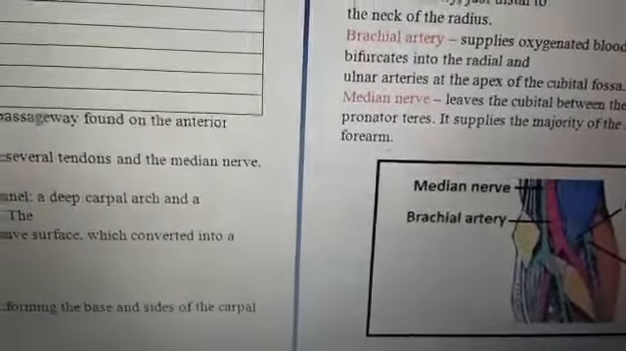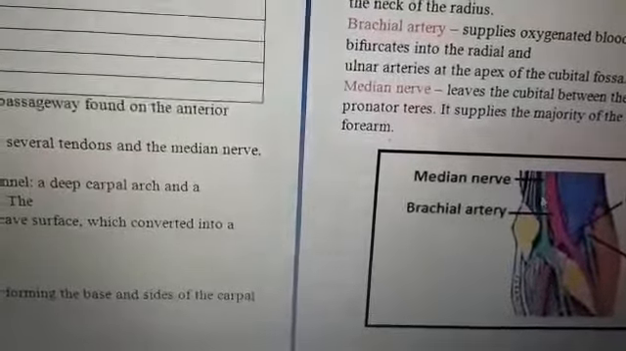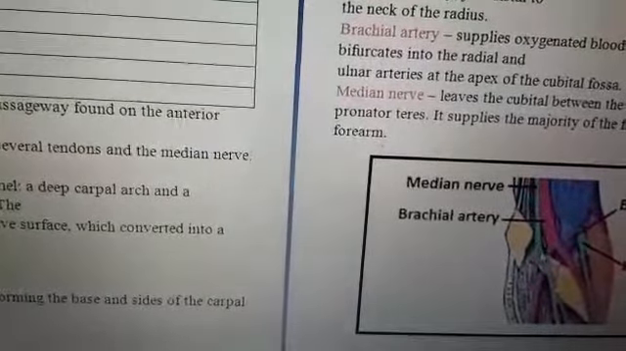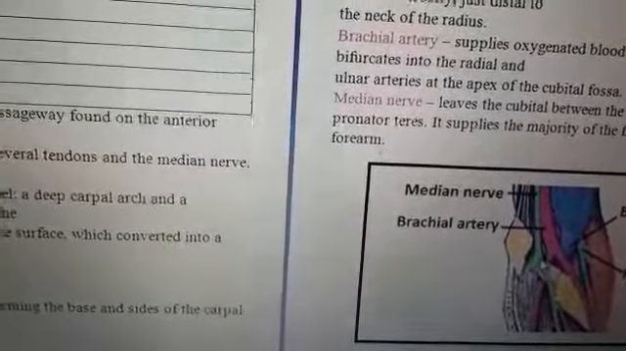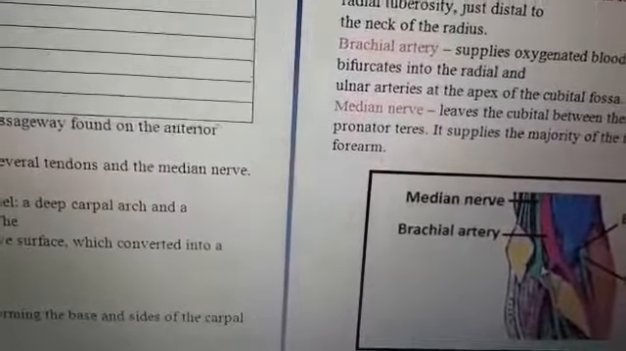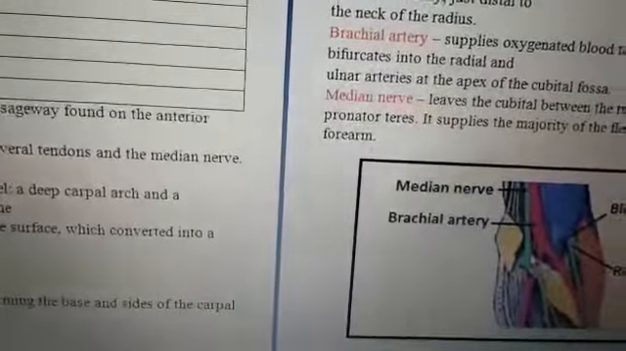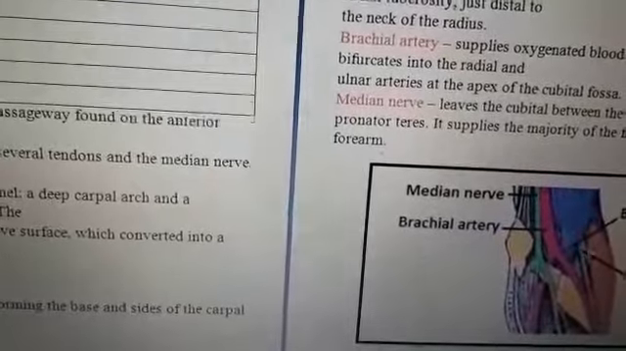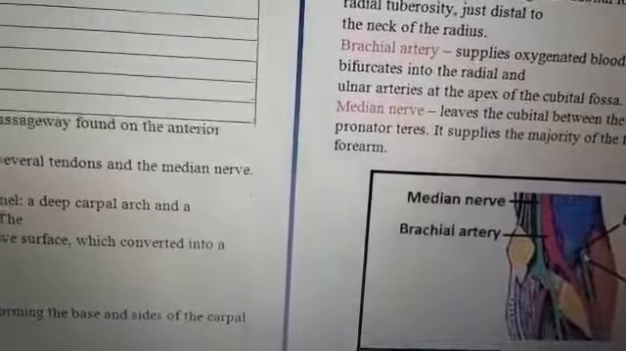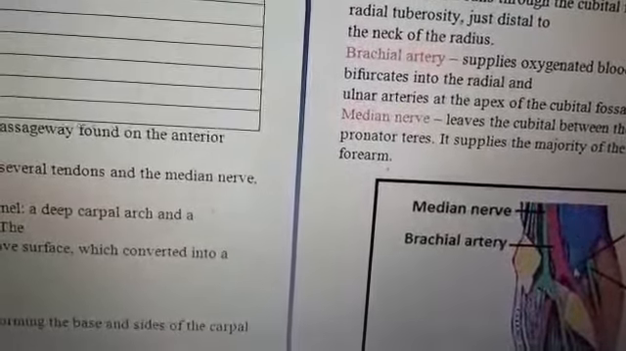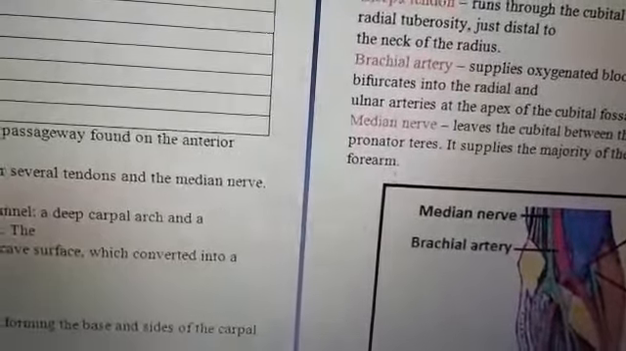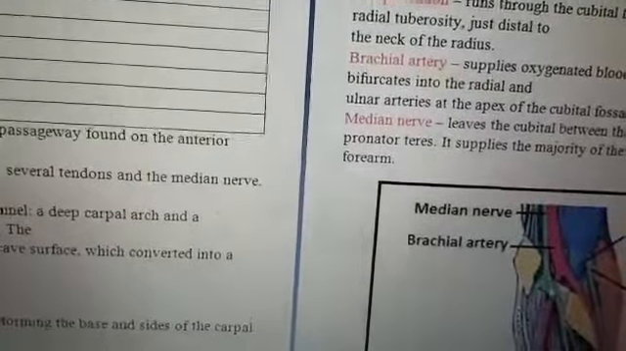The fourth content is the median nerve. This is the median nerve. It leaves the cubital fossa between the two heads of the pronator teres and supplies the majority of the flexor muscles in the forearm. Okay, so now the contents we have are the radial nerve, biceps tendon, brachial artery and the median nerve.